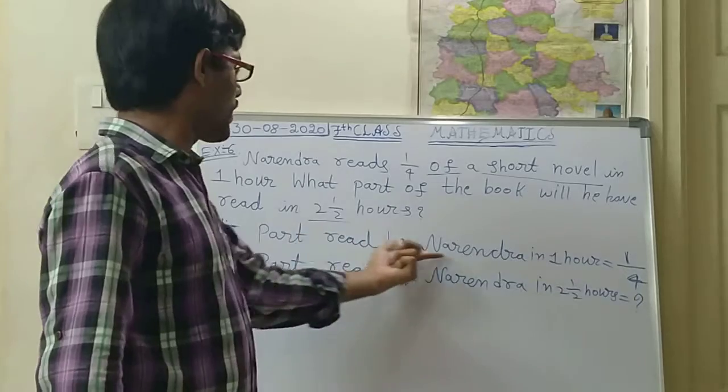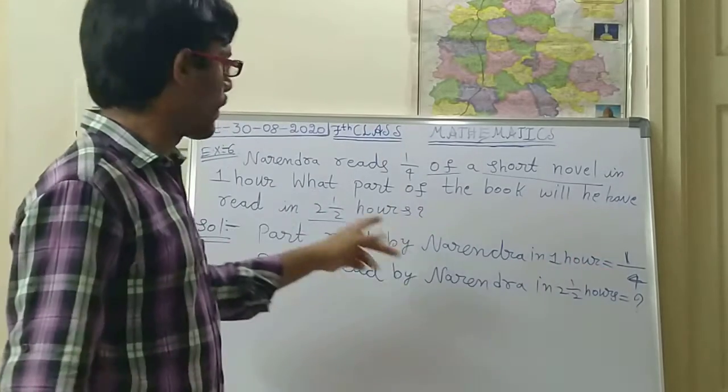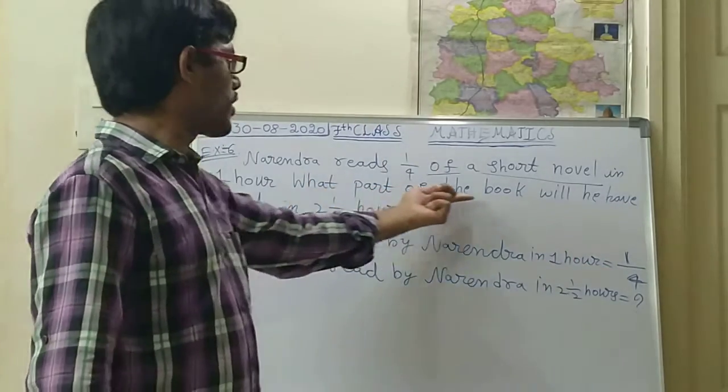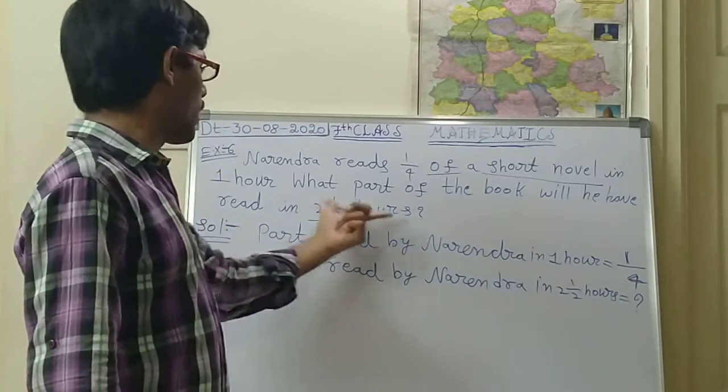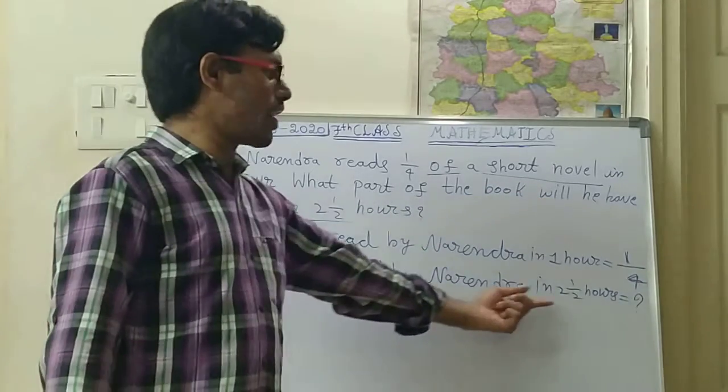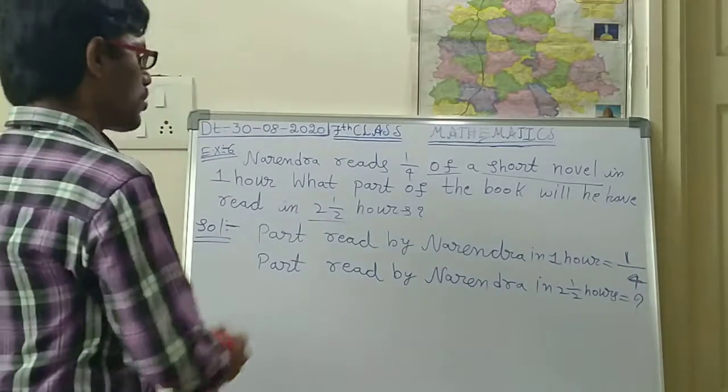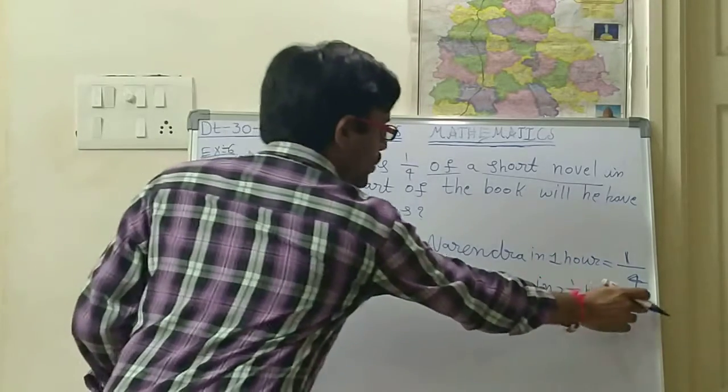That means the part read by Narendra in 1 hour is 1 by 4. Next, what is the question? What part of the book will he have read in 2.5 hours? That is the part read by Narendra in 2.5 hours. That one, you know. So this one you should keep as a question mark.